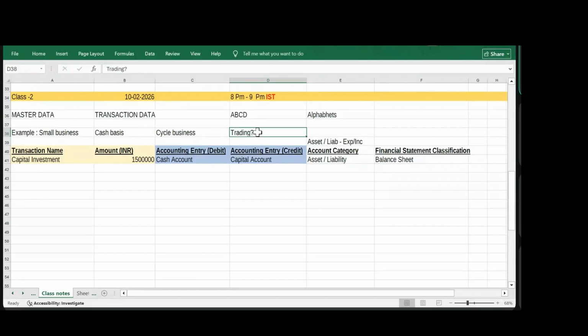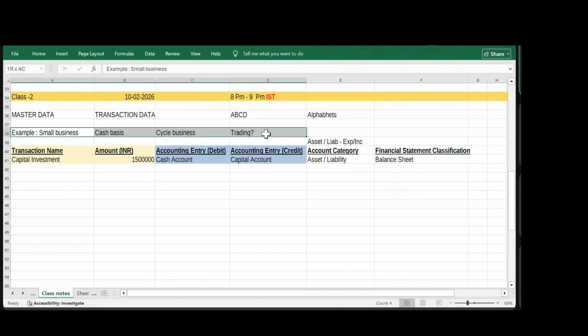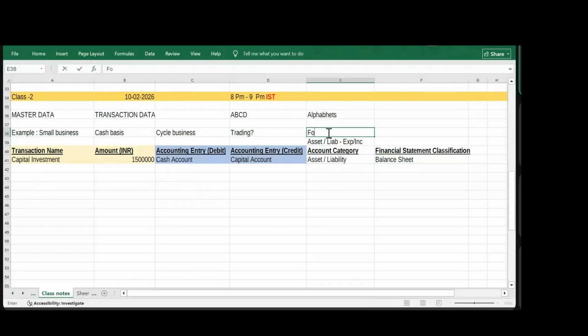Now I am into cycle business doing this. I'm into trading. I'm laying down the scenario for you to understand what we are doing. Here, trading, and also for our ABCD is going to be just for 1 month. Once they start the transactions, how the books of accounts will look like. Just a few transactions for 1 month as if the business has started in the same month.